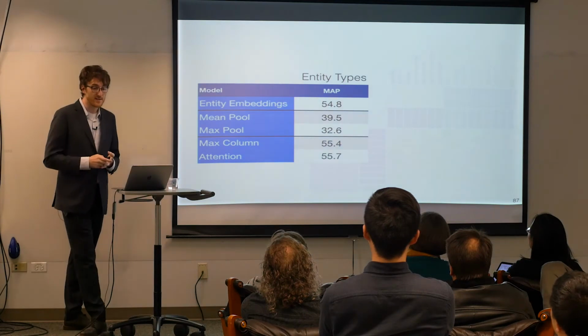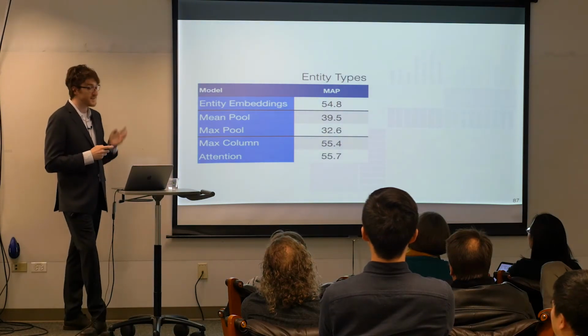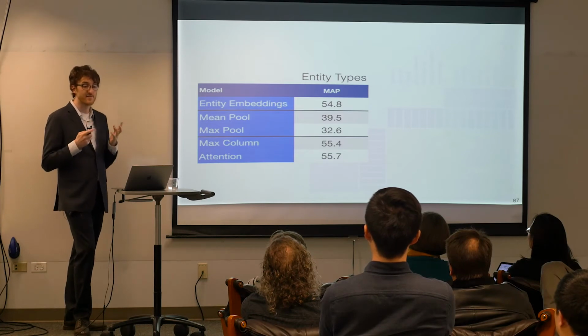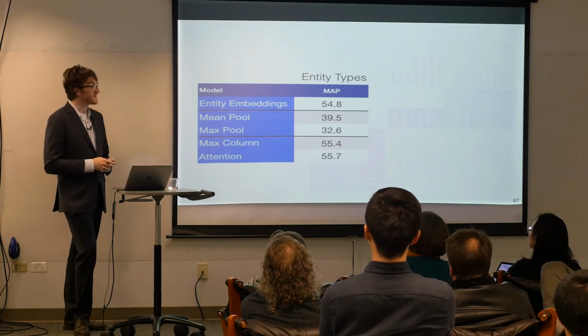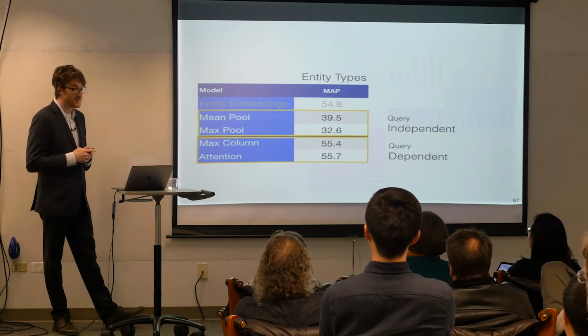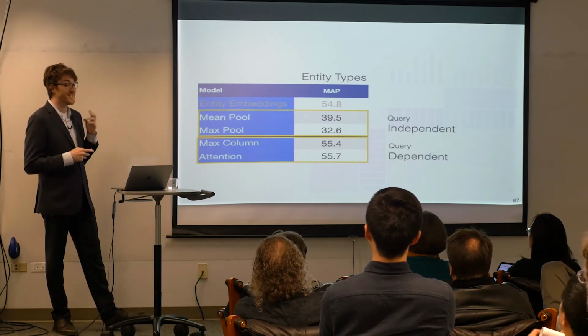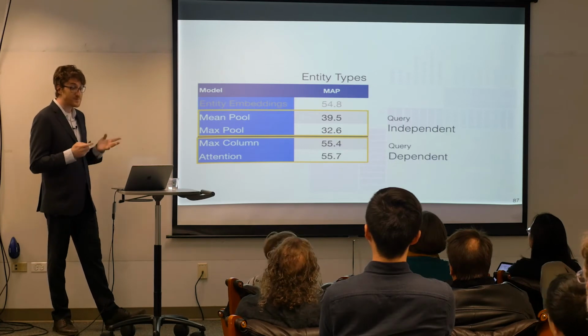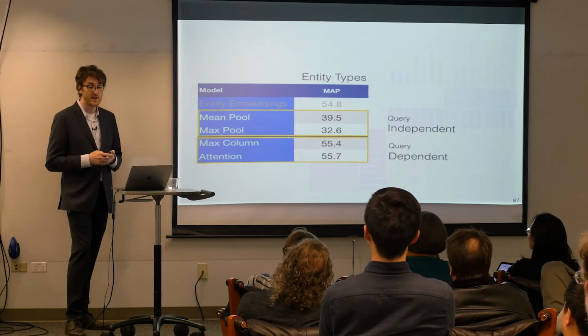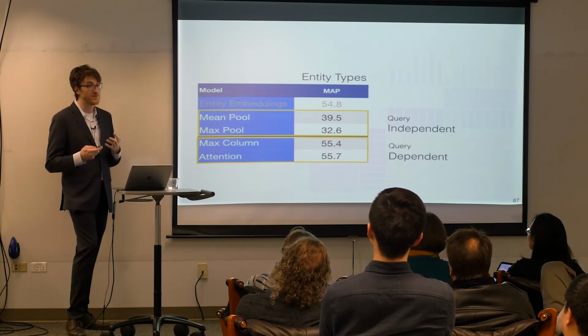And we can also look at some quantitative results on this entity typing experiment, where again, the goal is to assign the correct set of types to each of our entities. So the first thing that we can see is that the query-dependent methods are performing much better than the query-independent ones. And this makes a lot of sense because the model is able to focus in on only the relevant information rather than some single abstract summary.